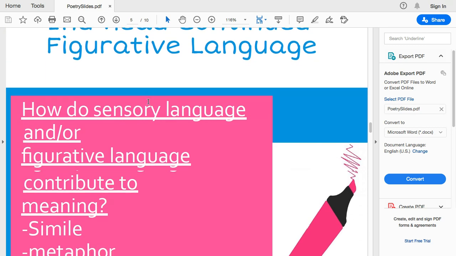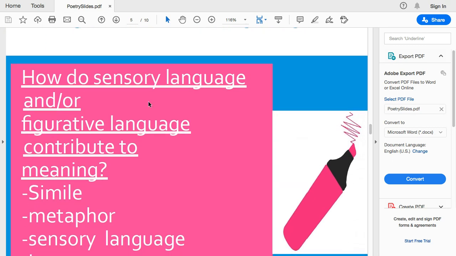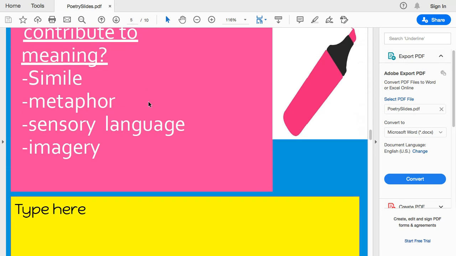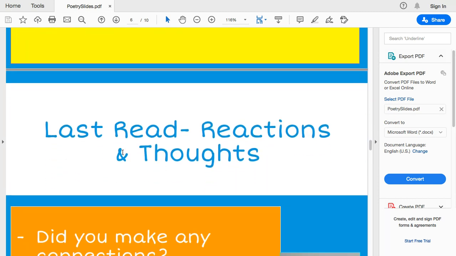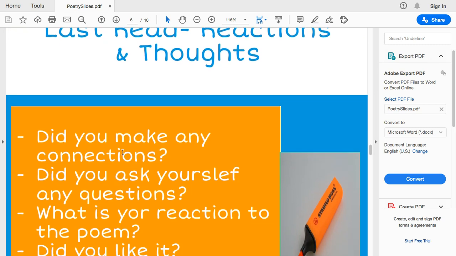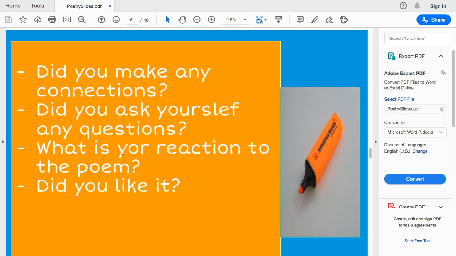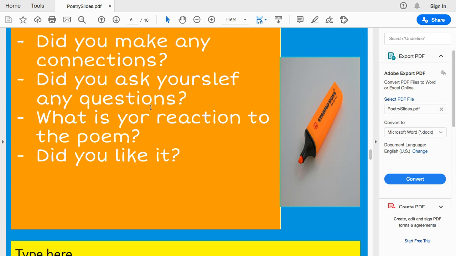And then you can read it again and look for the figurative language. Do you see any similes or metaphors? Remember, similes are comparisons that use like or as. Metaphors are also comparisons, but they don't use like or as. Sensory language or imagery, type in there that you notice, and then you read it once again, and then you figure out if you can make any connections.